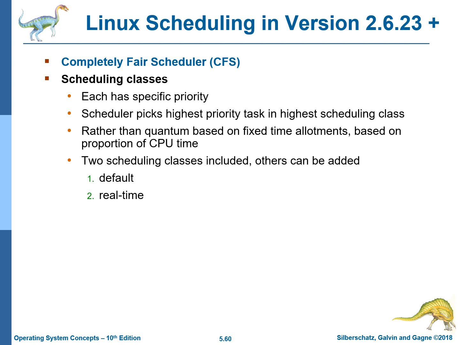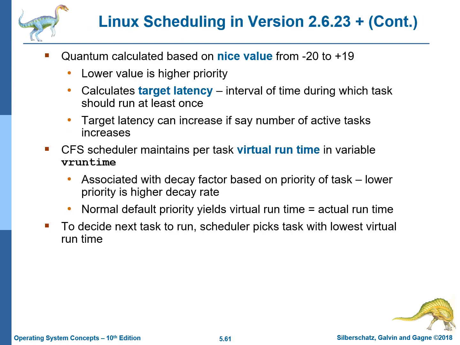Linux scheduling in version 2.6.23. It is a completely fair scheduler, CFS. It uses scheduling classes, each with a specific priority. The scheduler picks the highest priority task in the highest scheduling class. Rather than a quantum based on fixed time allotments, it is based on a proportion of CPU time. Two scheduling classes are included, and others can be added. The default is the default class and real time. The proportion is calculated based on nice value from -20 to +19. A lower value is higher priority.